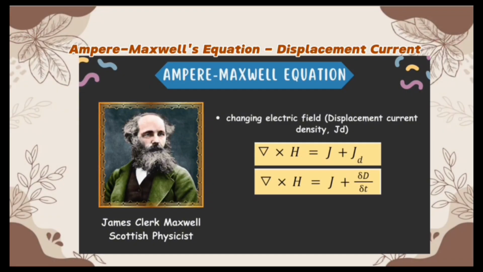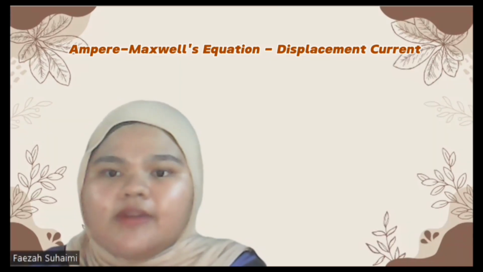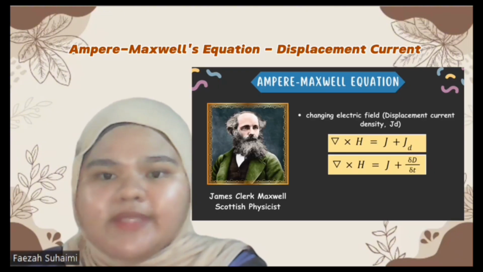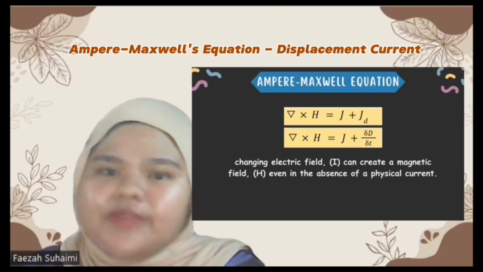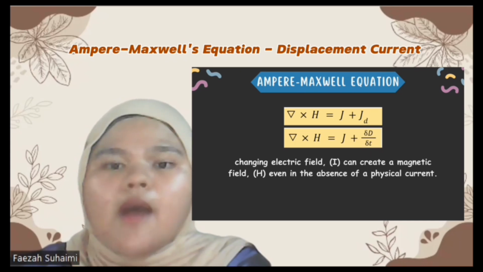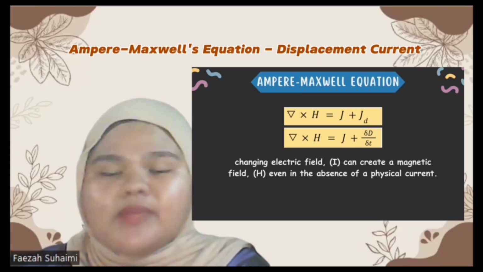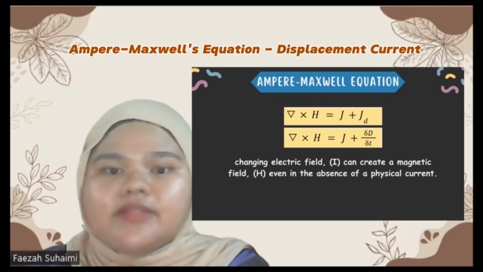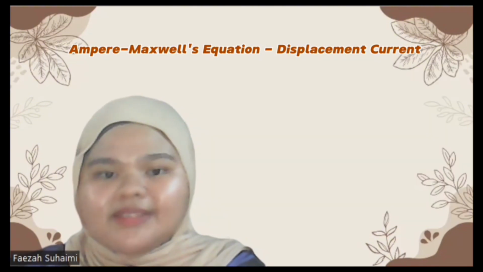James Clerk Maxwell, a Scottish physicist, is the one who found the Ampere-Maxwell equation. He found that a changing electric field can indeed create a magnetic field even in the absence of a physical current. This phenomenon is described by the concept of displacement current, JD. Maxwell understood that displacement current can be thought of as a form of current that arises from the time-varying electric field.